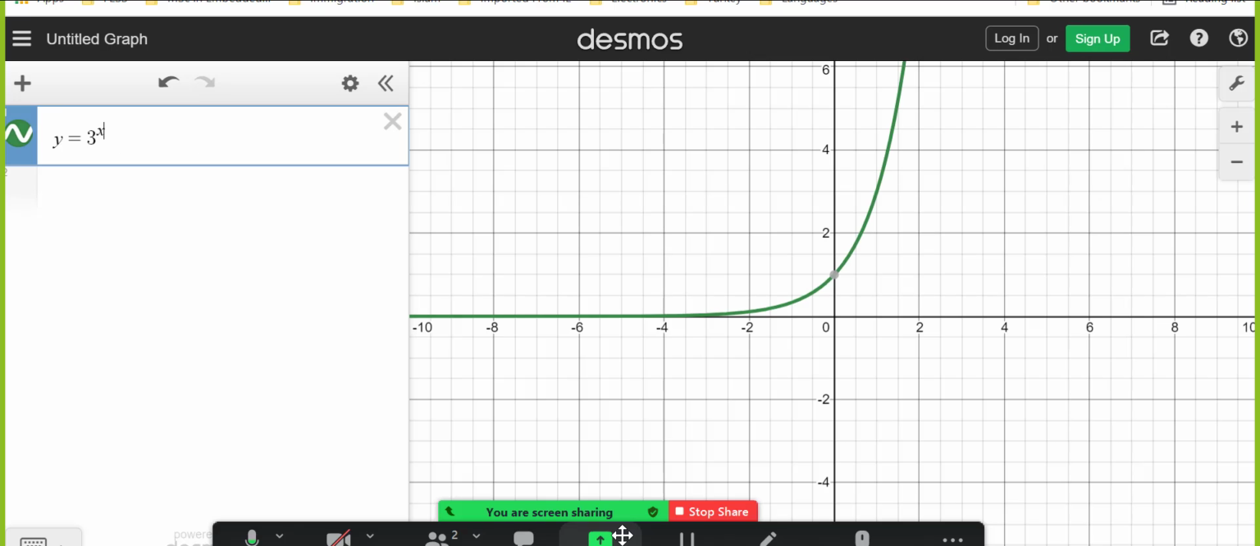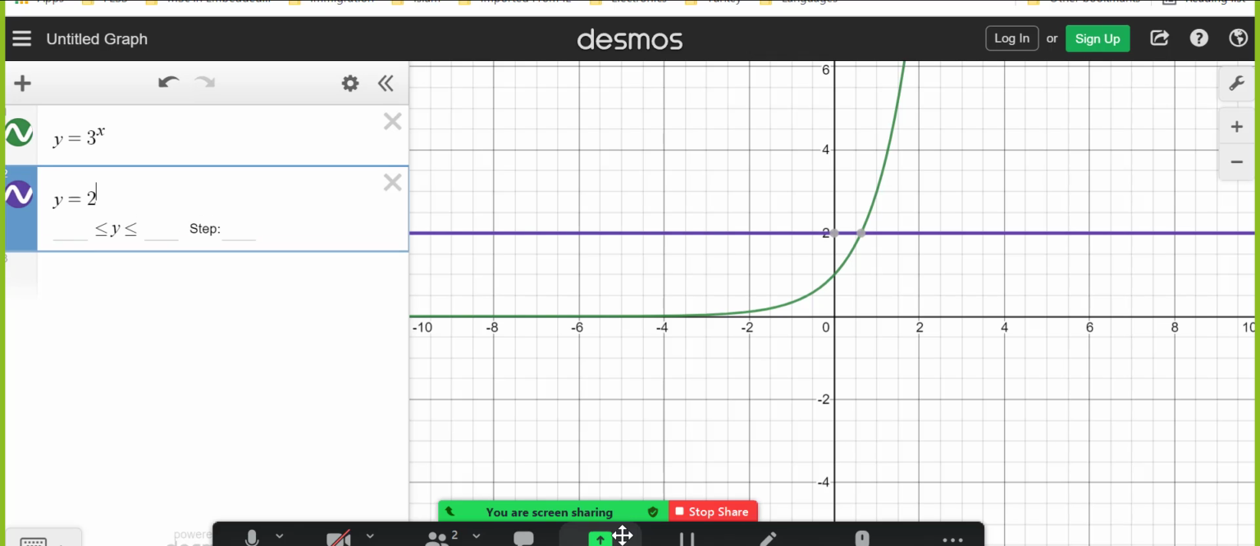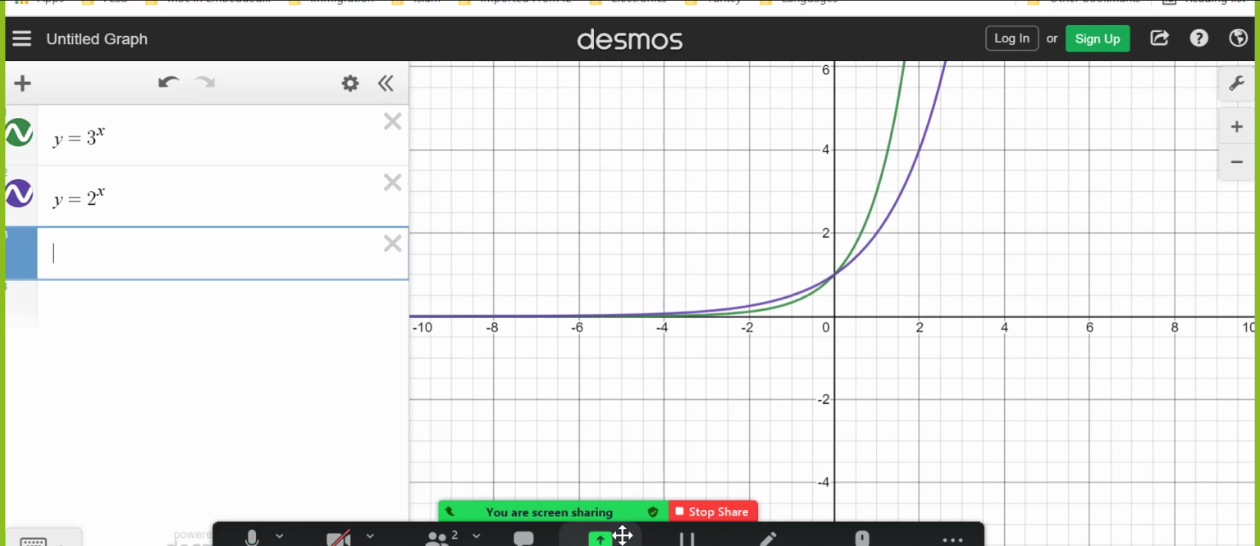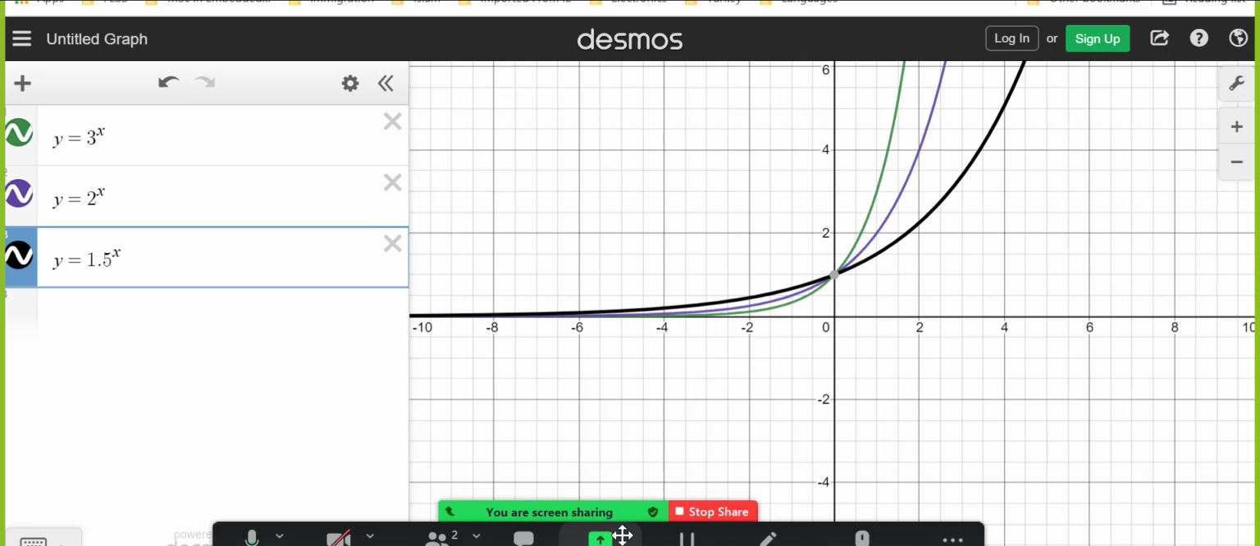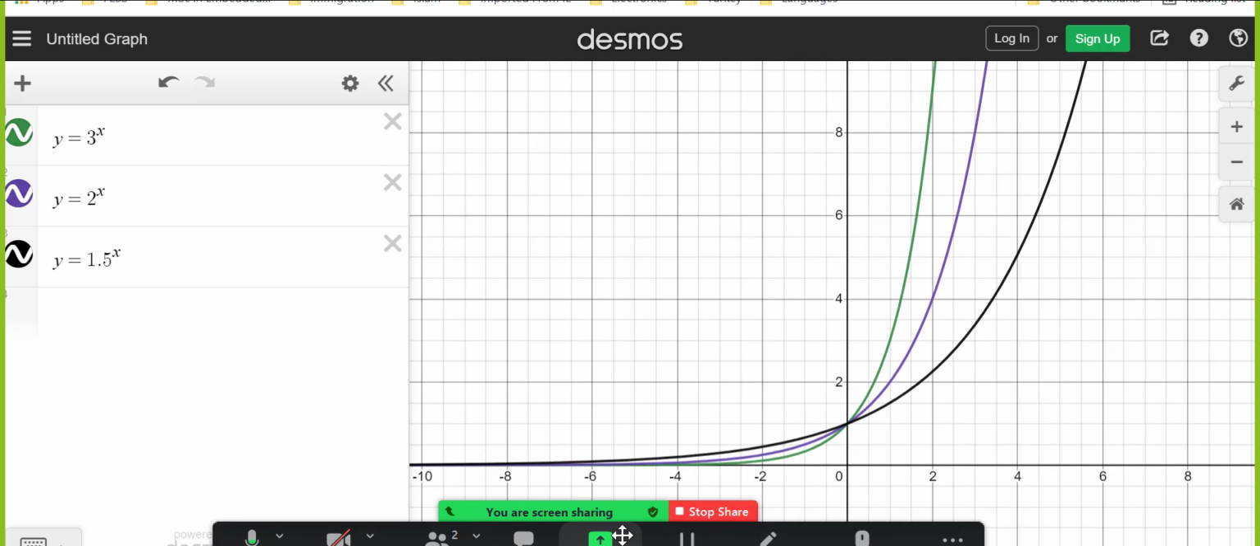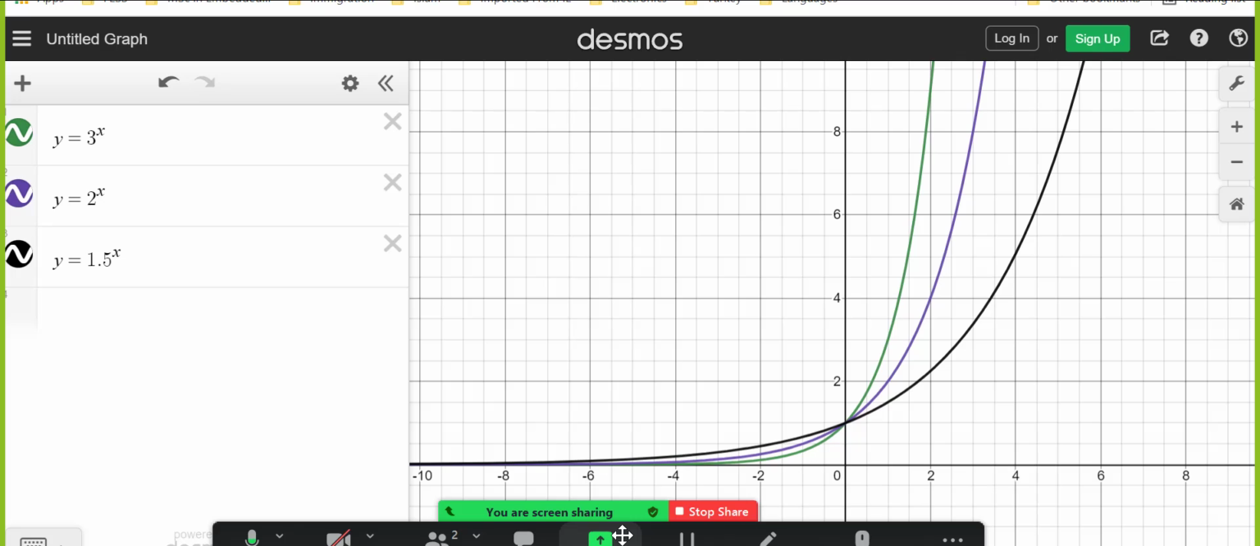3 power x looks like this. Type y equals 2 power x, same thing, it looks like this. It's the purple one, this blue one. And then you have the 1.5, you put 1.5 power x. You can see here three curves. The green one is the 3 power x.